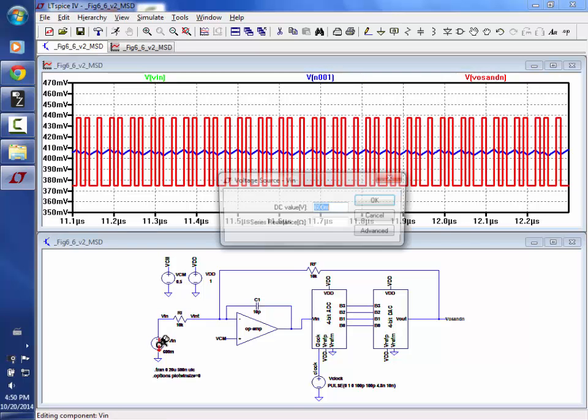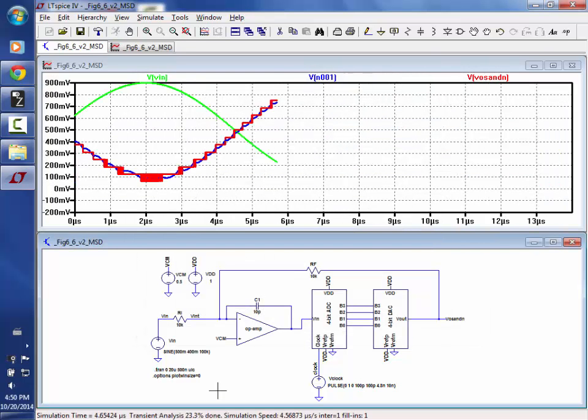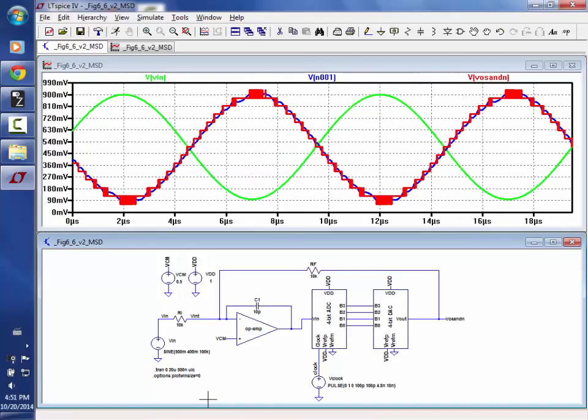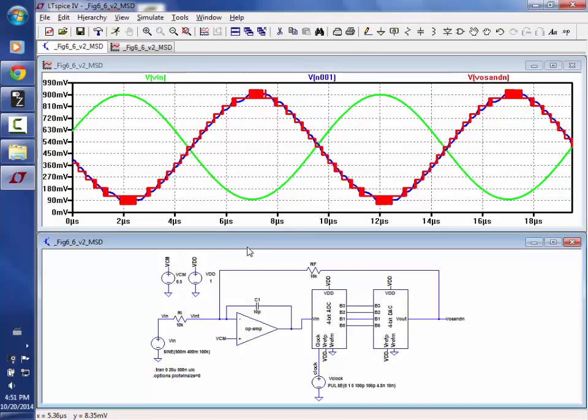So let's go back here and put a sine wave back there at 500 milli, amplitude 400 milli, frequency 100K, hit OK, hit run, and now that's what it should look like. Does everybody follow? And I've got negative feedback because of the op amp. Looking good? All right, are there any questions on this?